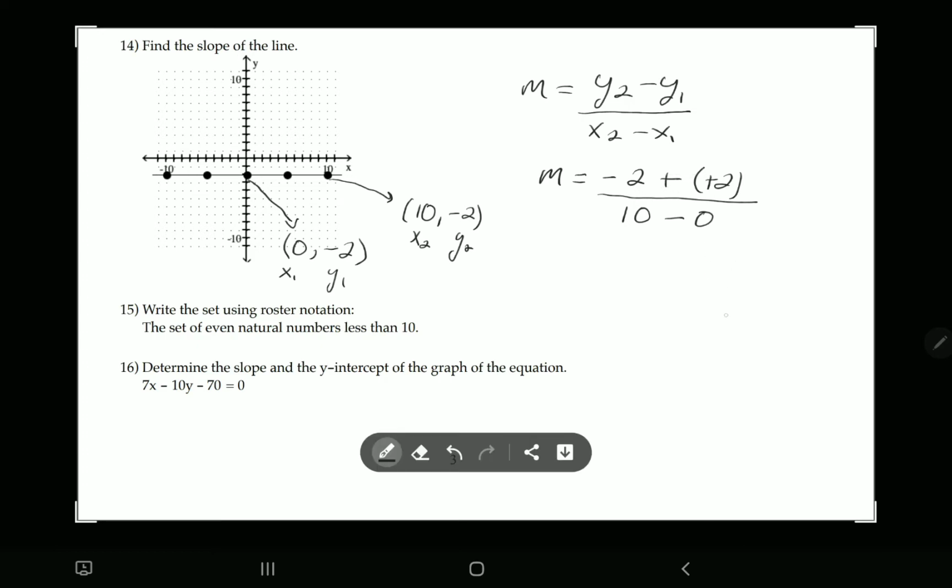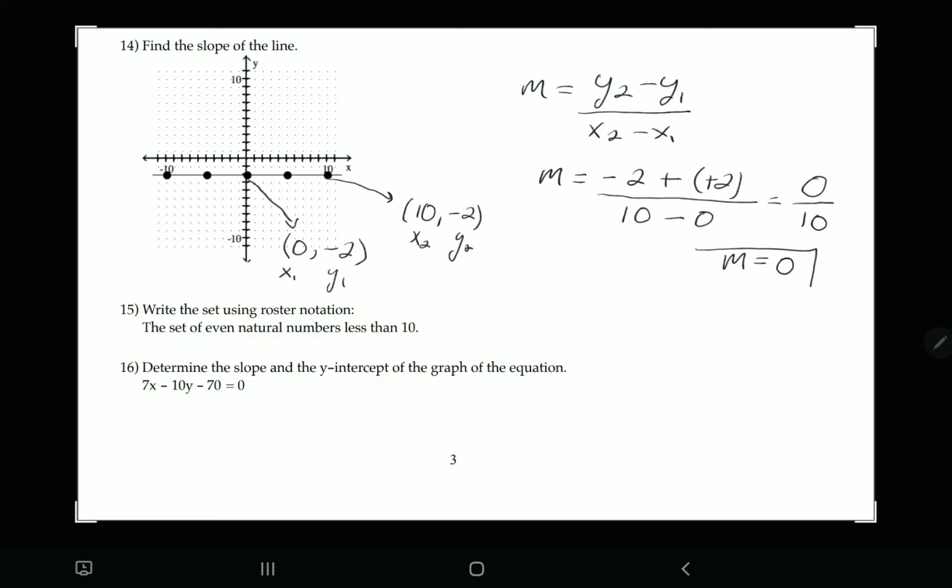You owe your bank $2. You paid them back the $2. You owe them nothing. At the same time, you have nothing in your account. $0. 10 minus 0 is 10. 0 divided by 10 is going to be 0. So my slope of this line is 0.